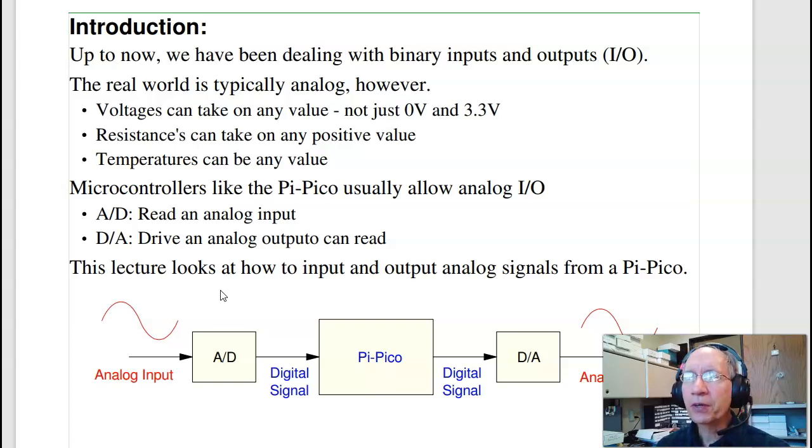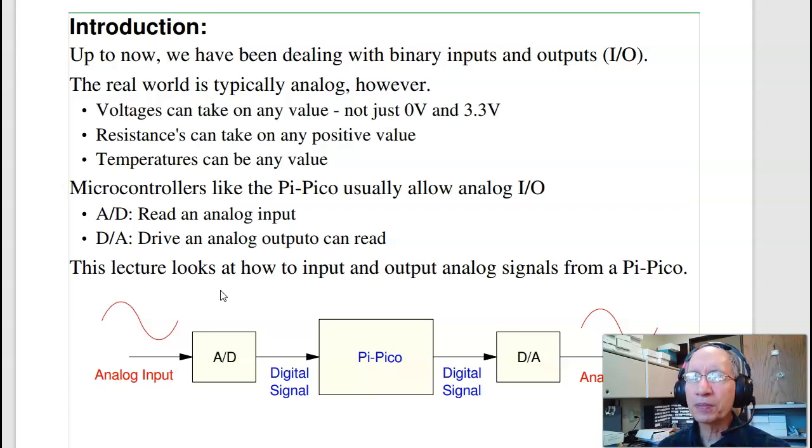As an introduction for analog inputs and outputs, up to now we've been dealing with binary inputs and outputs. The real world, however, is analog. Voltages can take on any value, not just binary 0 volts to 3.3 volts. Resistances can take on any value. Temperatures can be any value. And microcontrollers like the Pi Pico usually allow analog inputs as well as analog outputs.